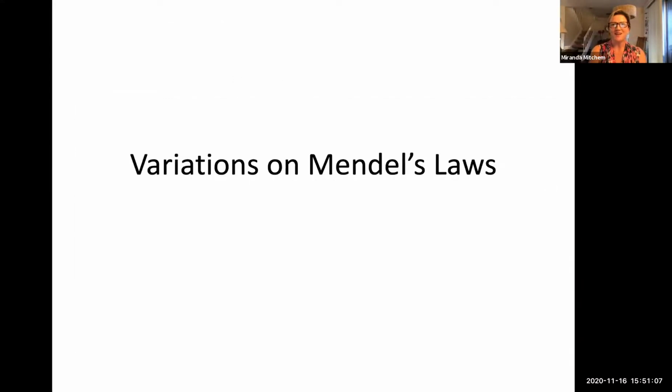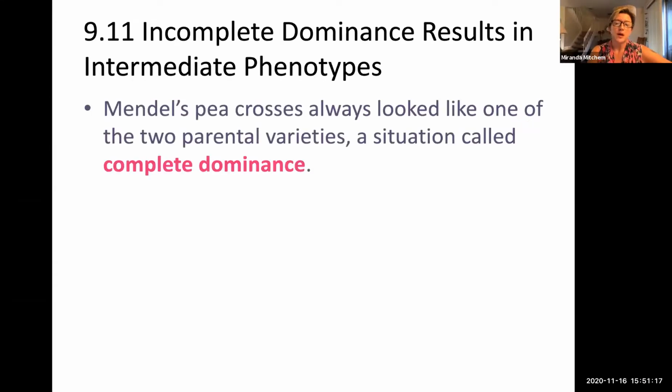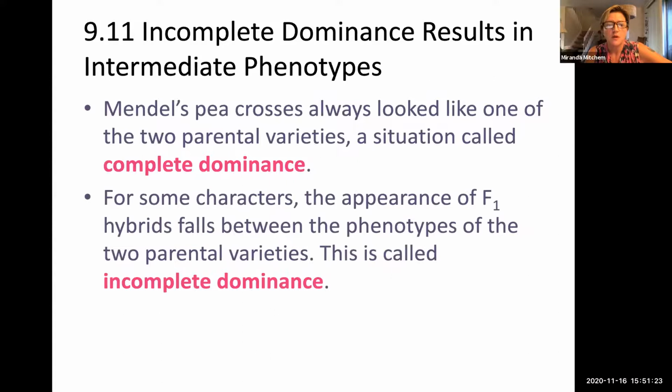Okay, so we've been talking about the dominant pattern of inheritance. Now we're going to switch off and talk about the other two patterns of inheritance. So complete dominance, that's what we've been talking about, just to make sure we understand the terms. Another pattern of inheritance is incomplete dominance. And this is where the hybrid is somewhere in between the two parentals, kind of like a blending.